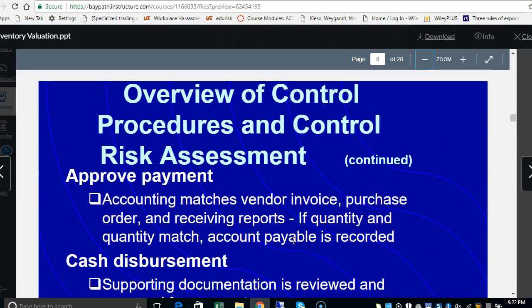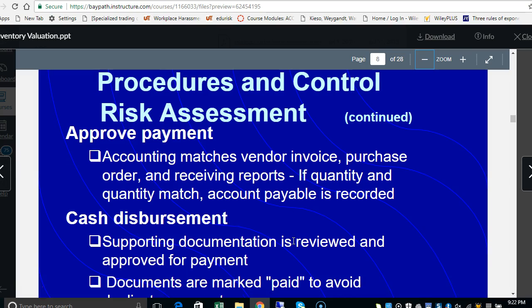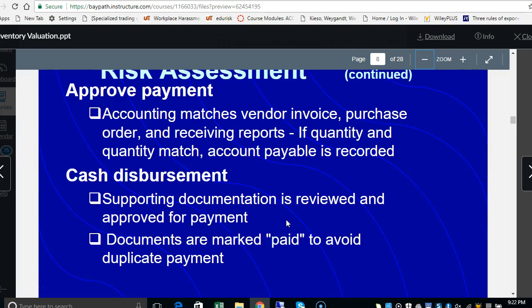The risk and control for payment. Accounting matches the vendor invoice, purchase order, and receiving reports. If quantity and price match, accounts payable is then recorded. Cash disbursement should have supporting documentation that is reviewed and approved for payment. Documents are marked paid to avoid duplicate payment.